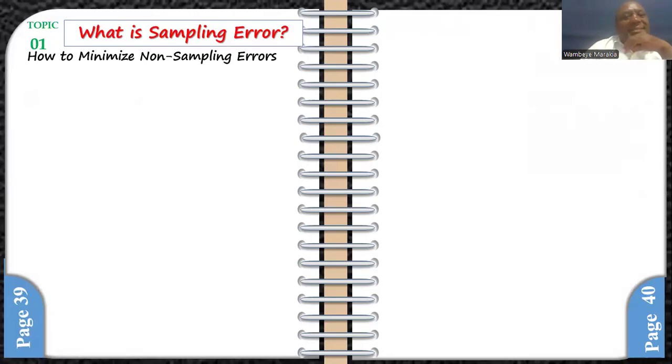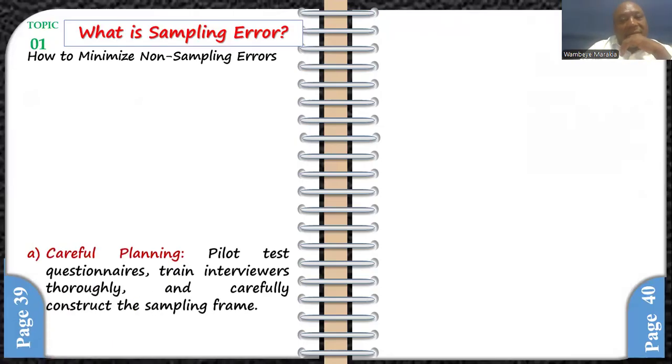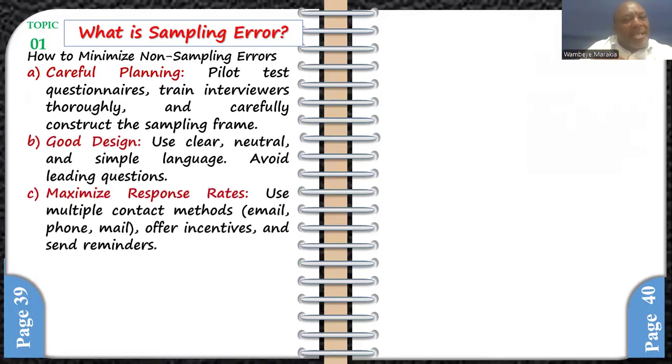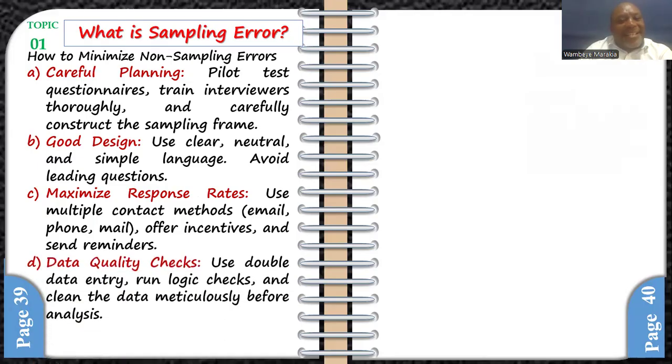How do you minimize non-sampling errors? Number 1, carefully plan, pilot test questionnaires, train interviewers thoroughly, and carefully construct the sample frame. Number 2, good design. Use clear, natural, and simple language. Avoid leading questions. Number 3, minimize non-response rates. Use multiple contact methods, that's email, phone, or mail, and offer incentives and send reminders.